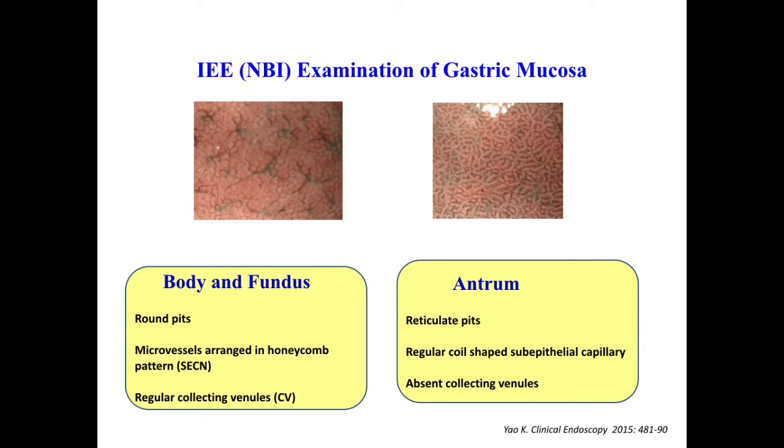In the body and fundus, we also have these elongated branching structures which are darker in appearance. They are called collecting venules. In the antrum, the pits, instead of being round, are more zigzag or reticulate. You can see the white structures which are in a zigzag fashion, and the darker structures which appear coil-shaped are the blood vessels. And collecting venules are not seen in the antrum.